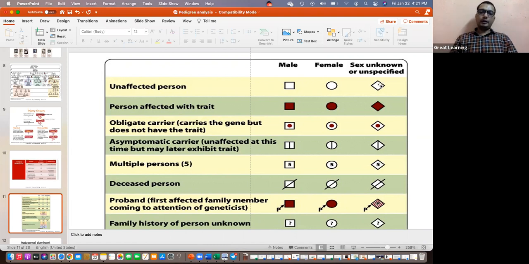This is also not needed. A triangle in this case refers to unknown sex, but this is not needed. We don't have any such examples we're working on. So male like this, female like this. Same thing for the affected male or affected female. What do you do? Filled circles and filled squares. You fill them, you color them completely. If it is filled, it means it is affected. If it is a square, it is a male, and if it is a circle, it's a female.